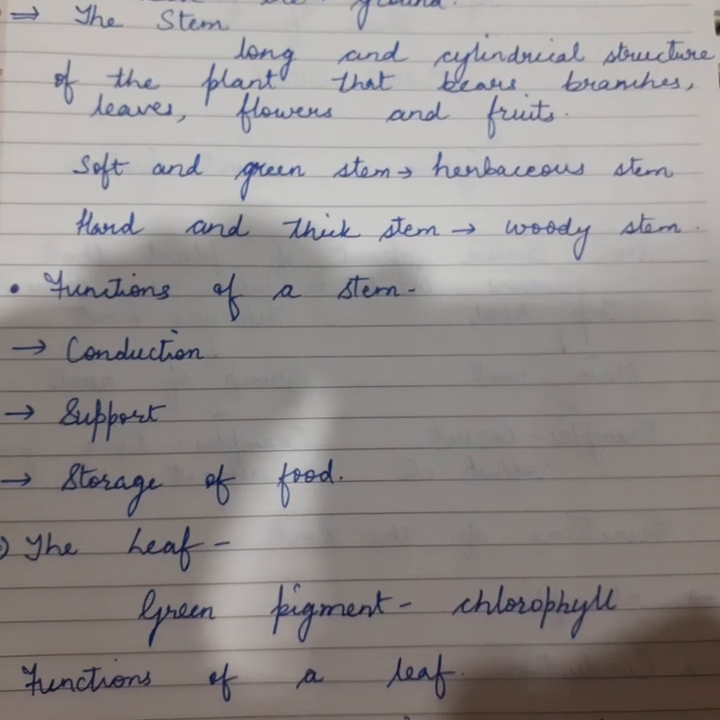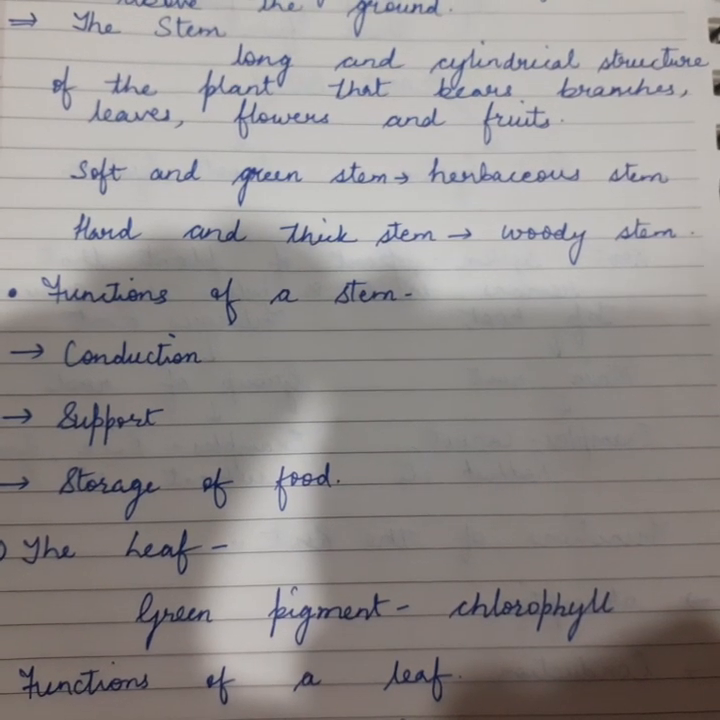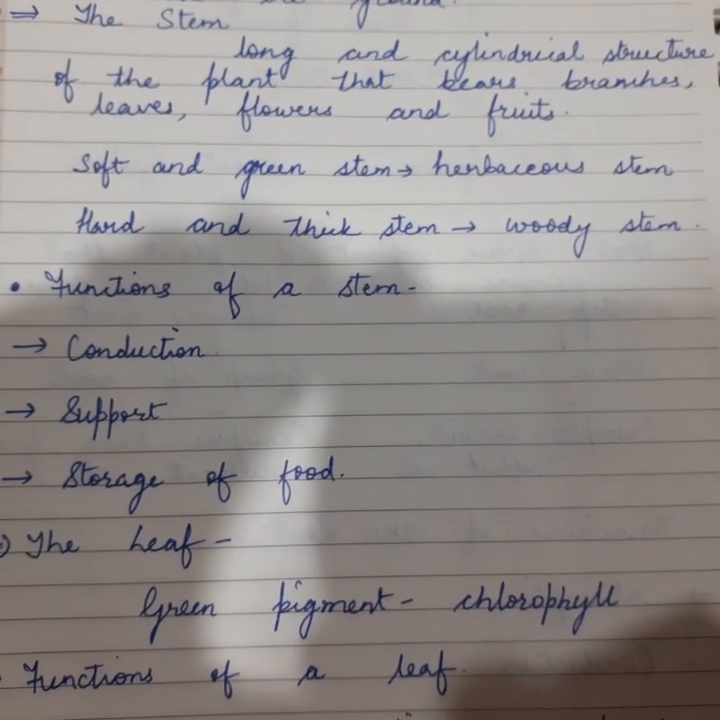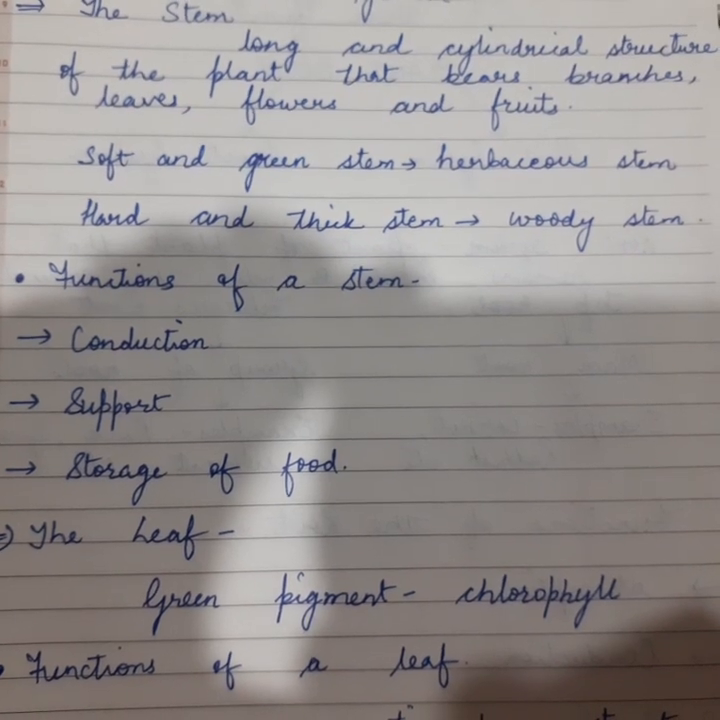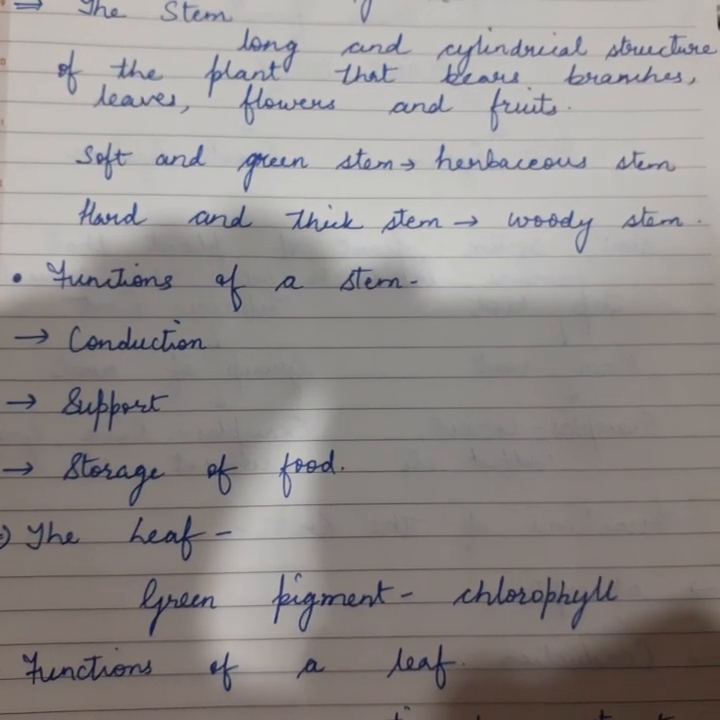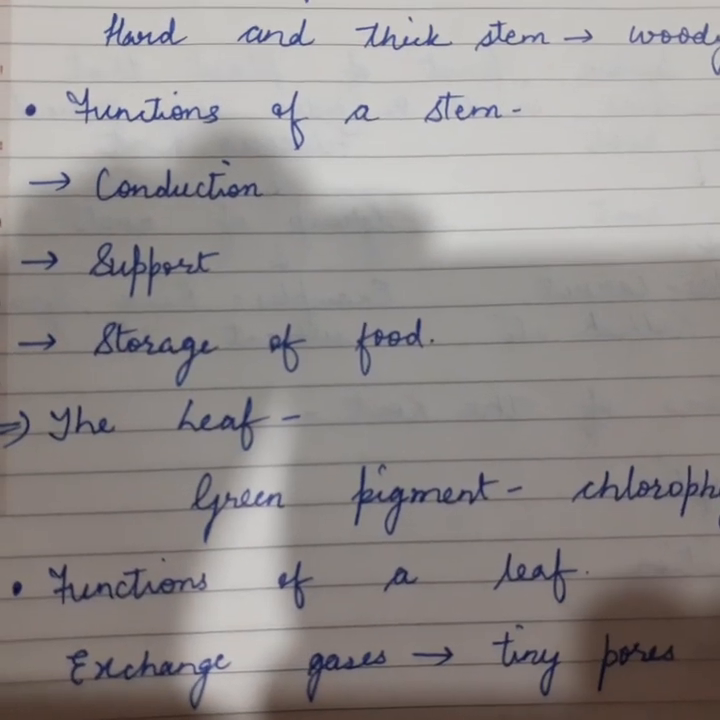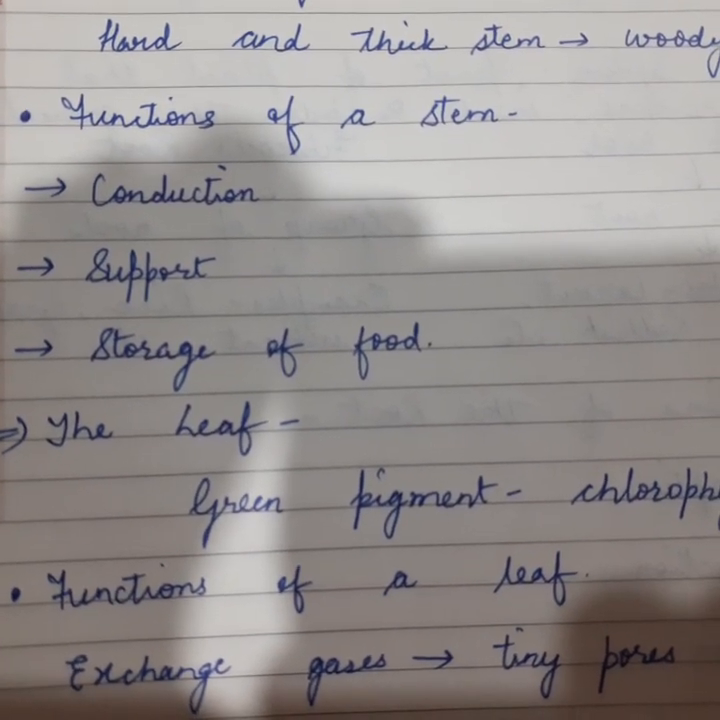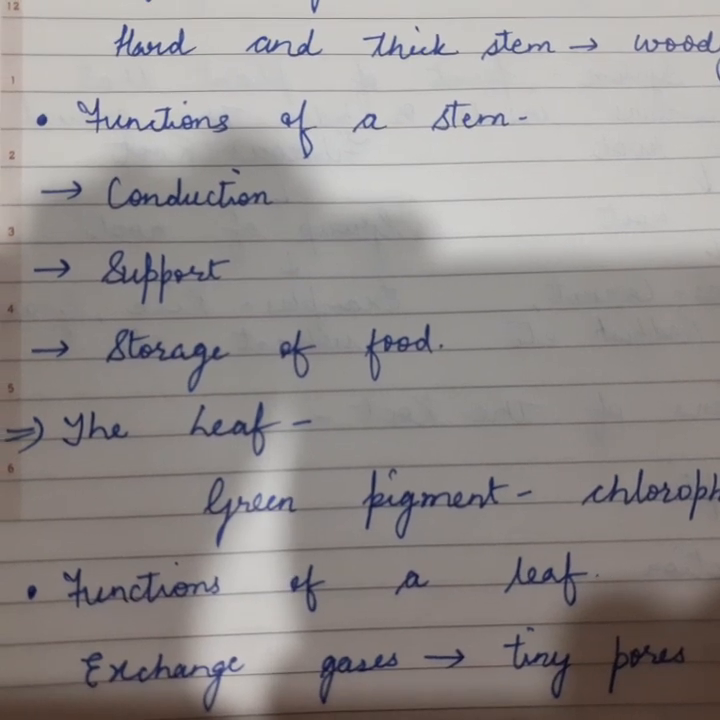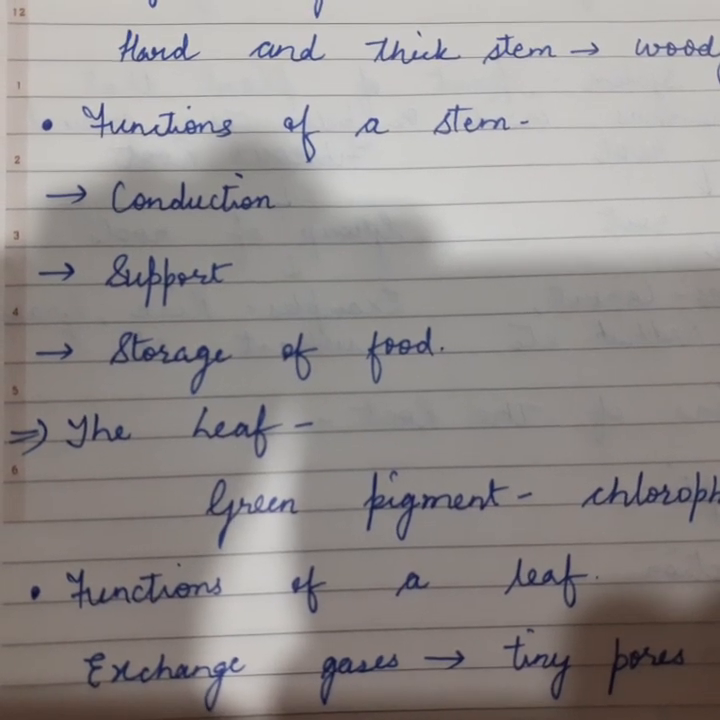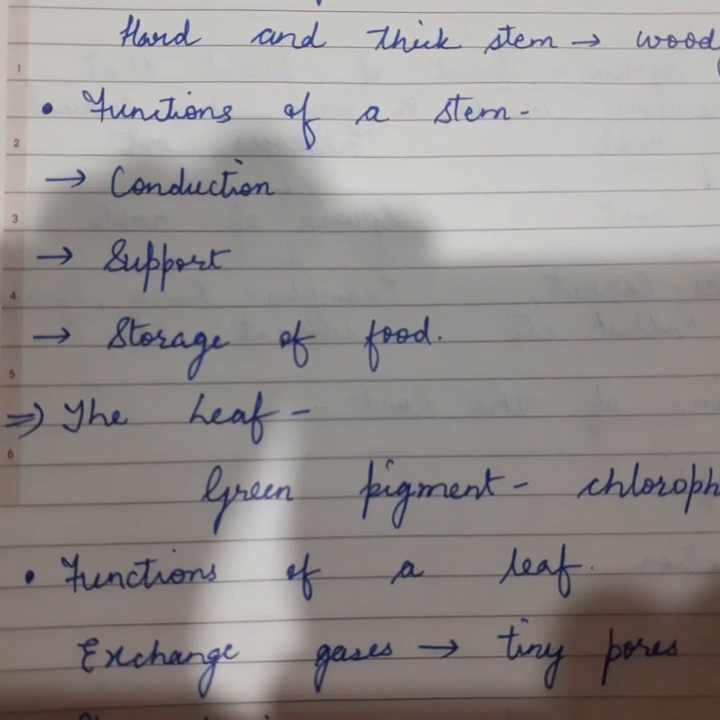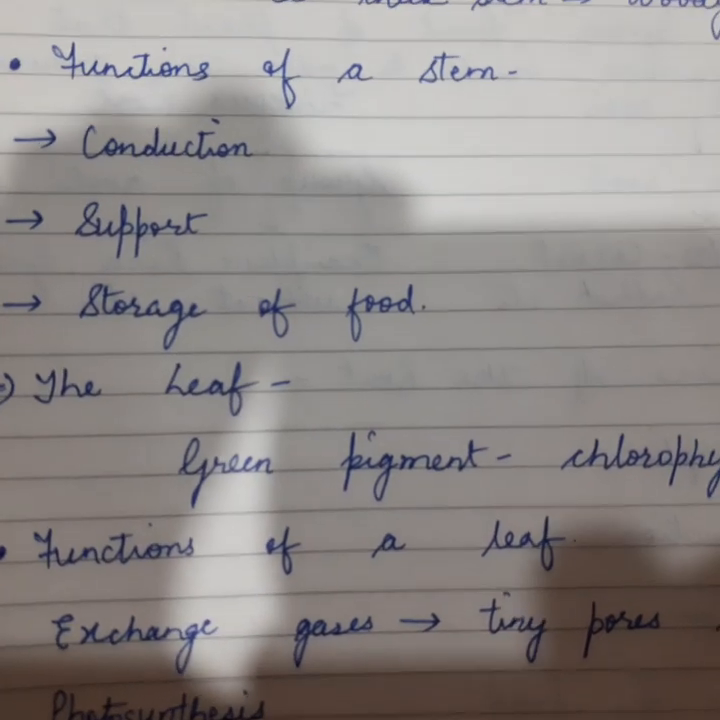Soft and green stem of a plant are called herbaceous stem, and hard and thick stem of a plant are called woody stem. Now we will discuss about the function of a stem. Functions of a stem are mainly three. First is conduction, second is support, and third is storage of food.